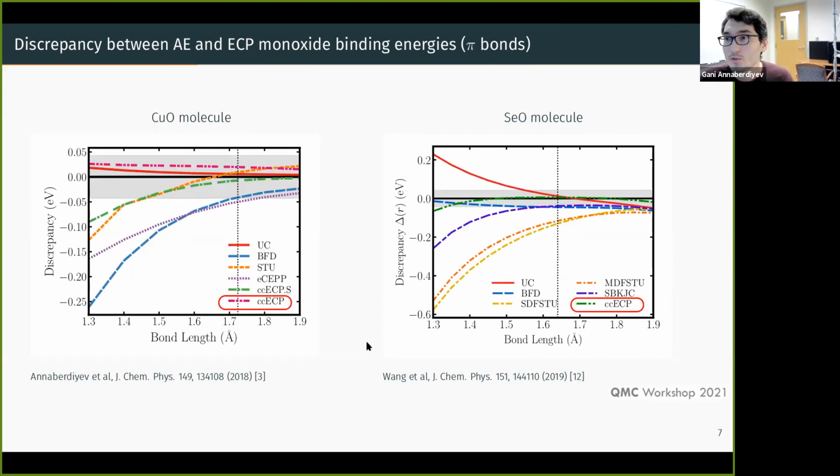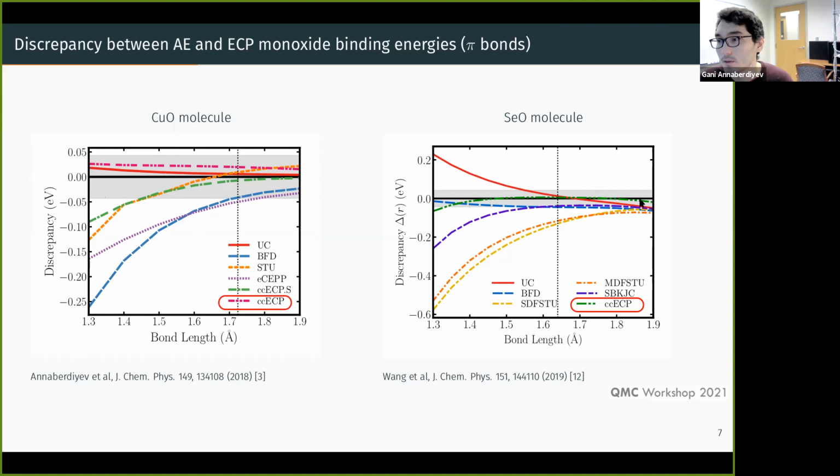So let's move to the oxides here. So this would be probing the quality of pi bonds. These graphs are similar to the previous graphs. Essentially similar discrepancy graphs for copper oxide and selenium oxide. And as you can see, one can get significant overbindings, whereas the CCECP is within chemical accuracy.